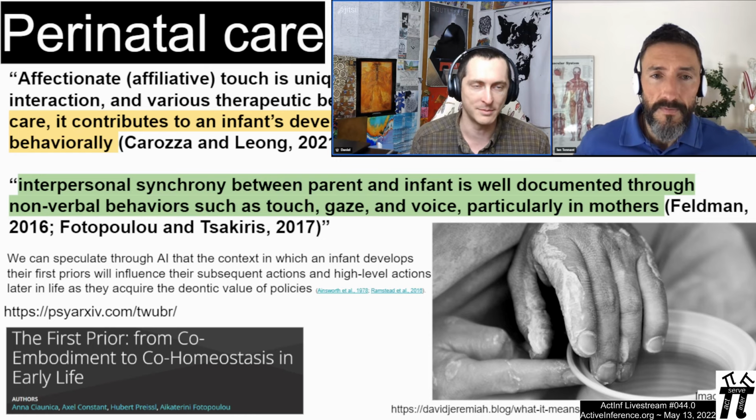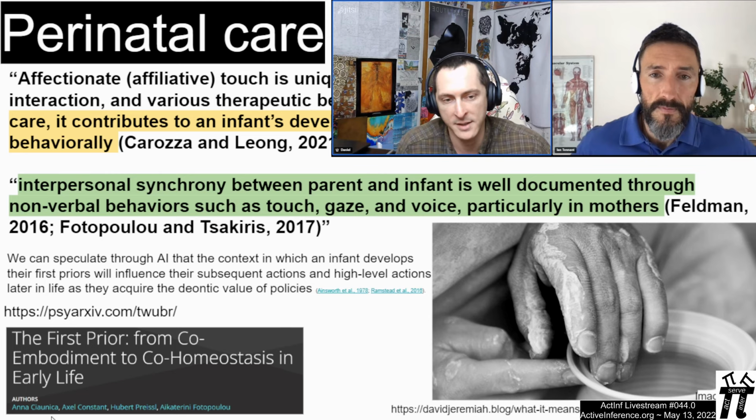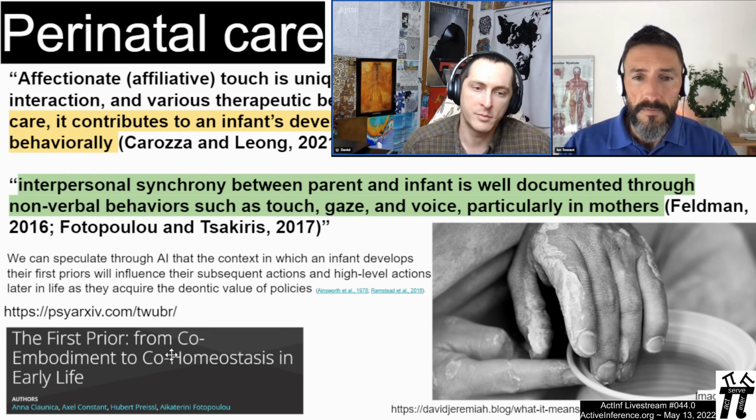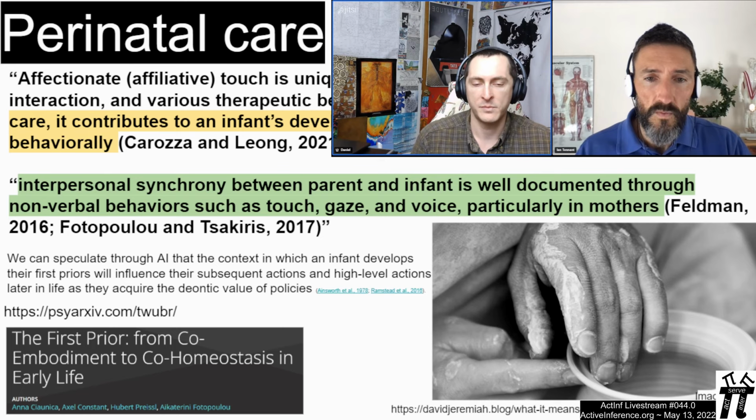And then also one relevant paper that they cite is from Sia Unica et al. And that's called The First Prior, From Co-Embodiment to Co-Homeostasis in Early Life. And that was a really rich contribution to thinking about co-embodiment.